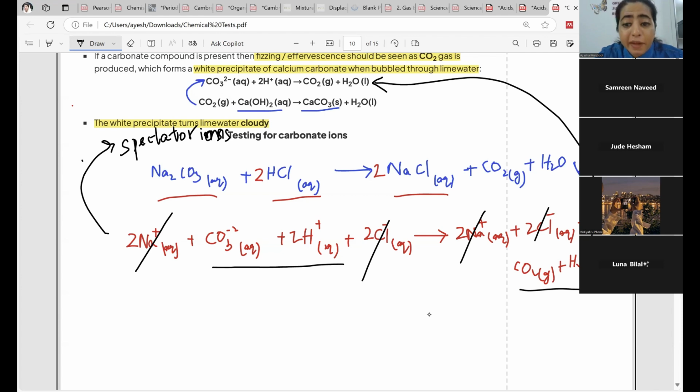Okay, this is clear now. So carbonate and H positive from the reactant side, carbon dioxide and water from the product side will be there in the ionic equation.